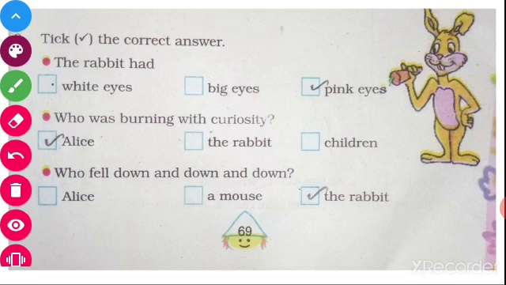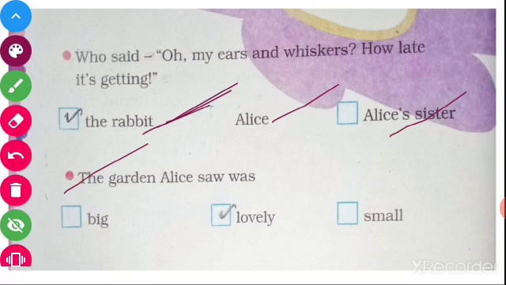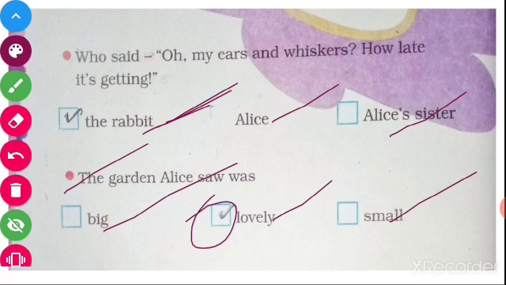And then next, who said, oh my ears and whiskers, how late it's getting? The rabbit, Alice, Alice's sister. So here the rabbit. These words were said by the rabbit. Okay, and then next, the garden Alice saw was big, lovely, small. Here correct answer is lovely. Dear children, mark it neatly.